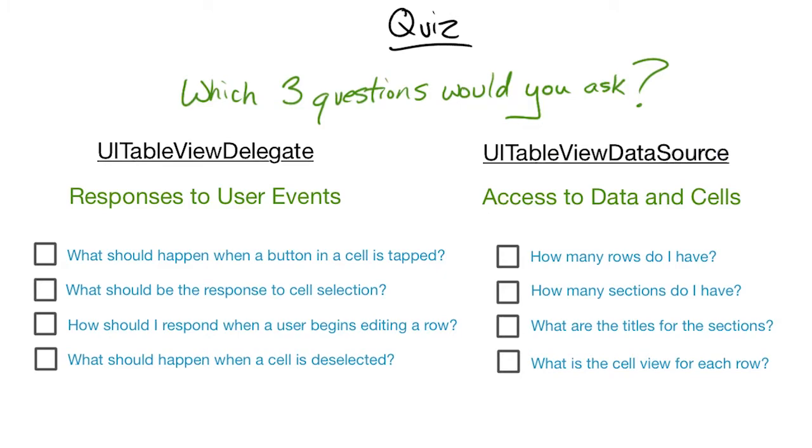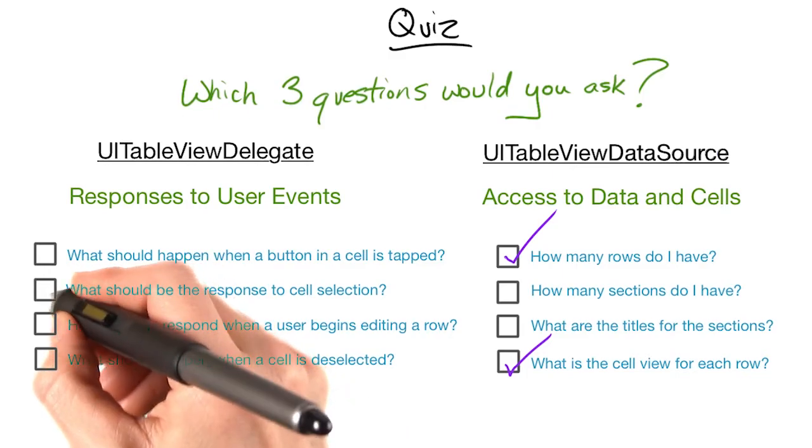Think of yourself as a table. If you could only ask 3 of these questions and you needed to build a single section table, which would you pick? You'll find that the essential interactions are how many rows, what is the cell for each row, and what should happen when a row is selected.